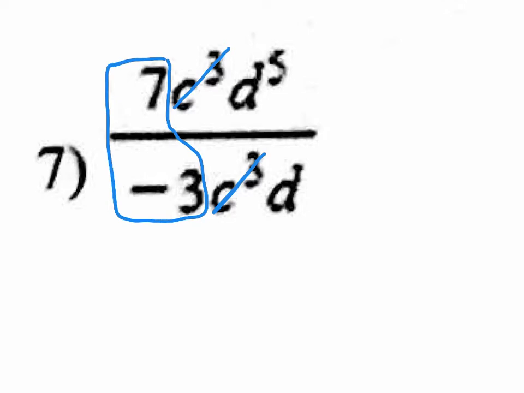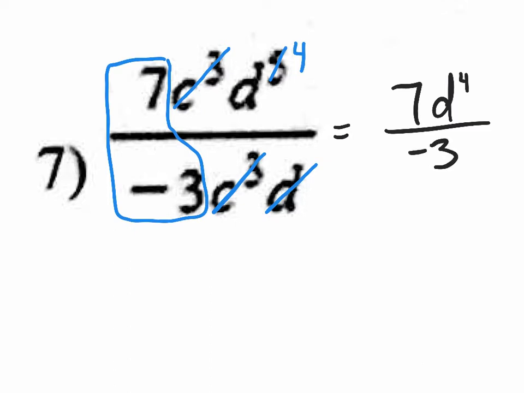¿Entienden? Sí. Okay. And now there are d's, on the bottom and on the top. There's 1 d on the bottom. This 1 d is going to completely cancel with one of these 5, which means I'll have 4 left over up on the top. So let's rewrite our answer. We have what left over up on the top? 7, d to the 4th, and negative 3, and that's it.